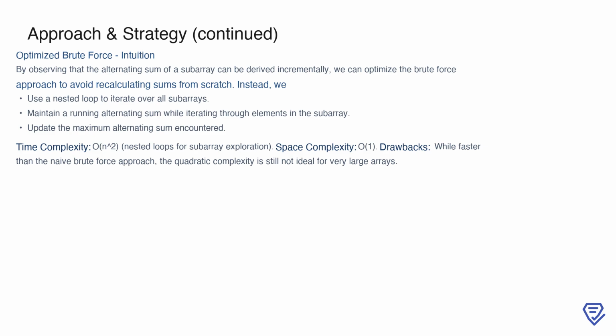As a result, the time complexity is reduced to O(n squared), which is a significant improvement over the cubic time complexity of the naive approach. However, it is still quadratic, which makes it less suitable for very large arrays. The space complexity remains O(1), since we only need a few variables to track the running sum and the maximum sum encountered so far. While faster than the naive method, this approach is still not ideal for competitive programming due to its quadratic growth.